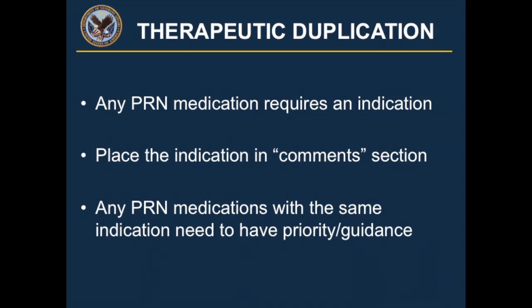There are also therapeutic duplications when ordering medications. When you have PRN medications, you must have an indication per Joint Commission, so first line versus second line. So if you have Miralax and Senna, for instance, you could say Miralax first choice, Senna second choice for constipation.